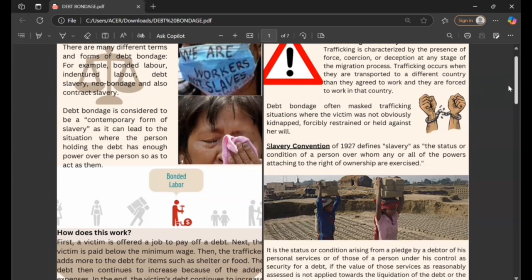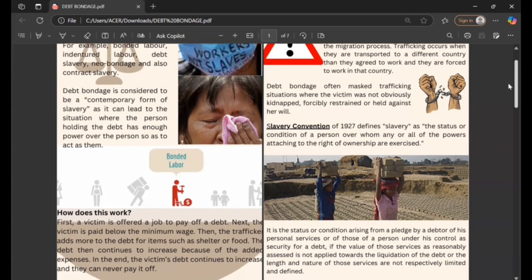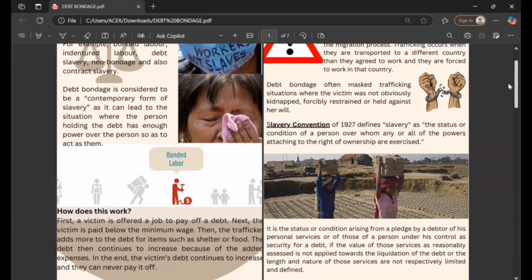So first, a victim is offered a job to pay off a debt. Next, the victim is paid below the minimum wage. Then the trafficker adds more to the debt for items such as shelter or food. And so now the debt continues to increase because of the added expenses. So in the end, the victim's debt continues to increase and they can never pay it off.